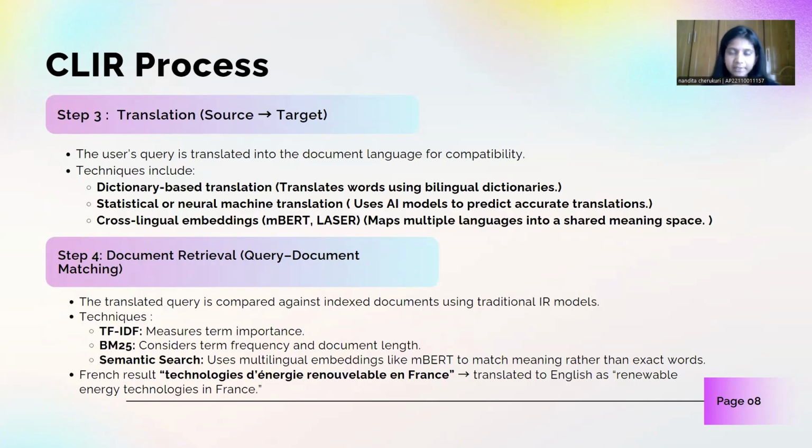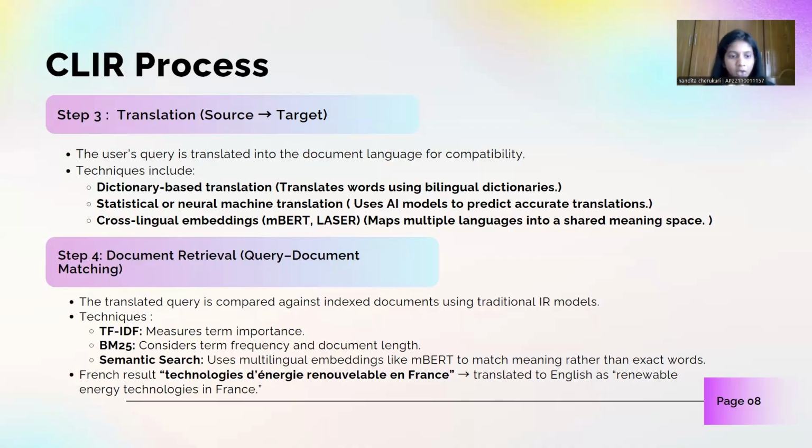For compatibility, since we're using query translation, the user query is translated. The main techniques include dictionary-based translation, where we translate the words using bilingual dictionaries, that is, the source and the target language dictionaries. Later, machine translation, where we use AI models to predict accurate translations. And later, cross-lingual embeddings, for example mBERT and LASER, where we map multiple languages into a shared meaning space, a shared vector space.